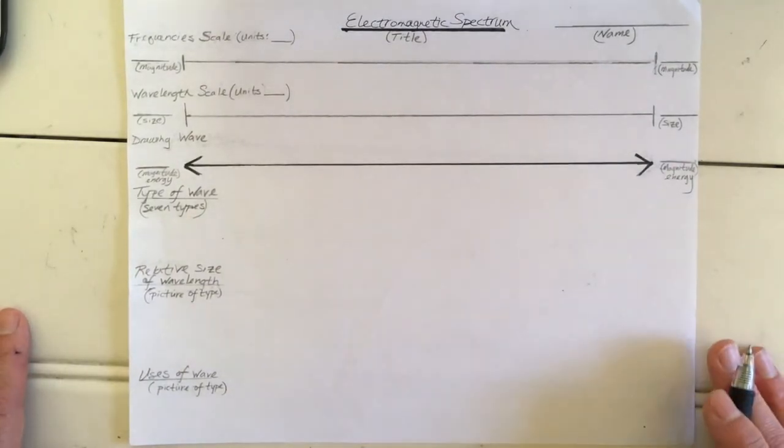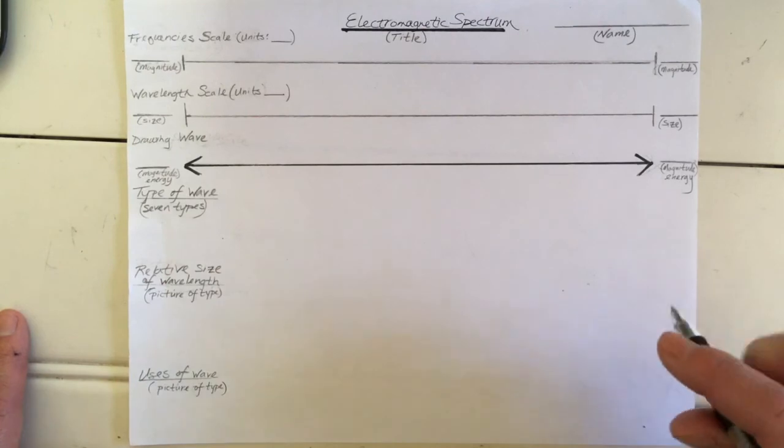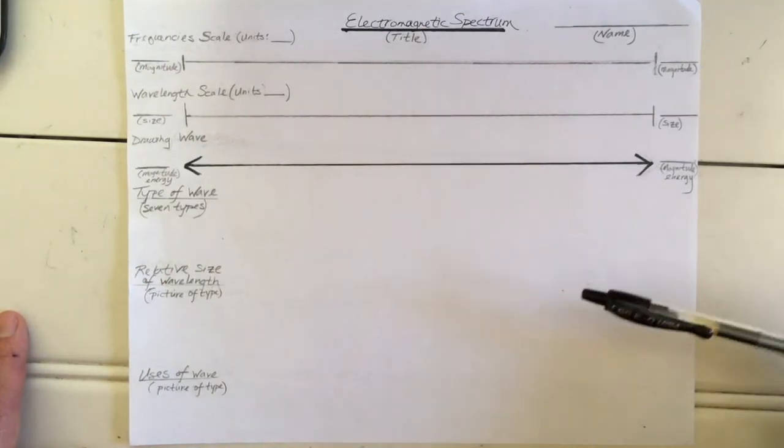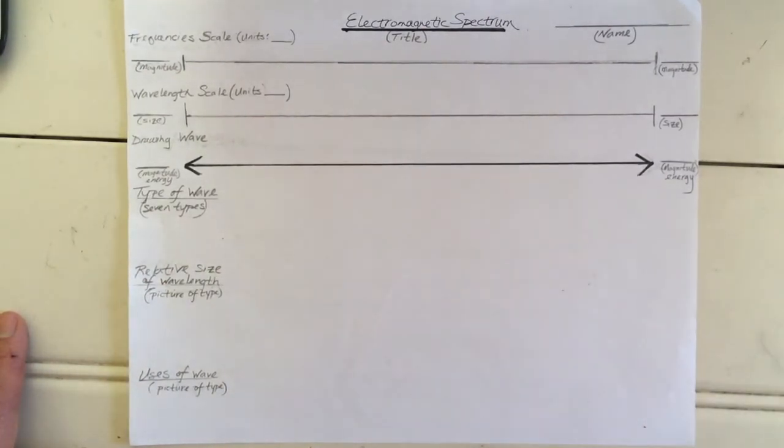So anyways, that's it for the homework. It was just to take notes over these lectures and then to create your own electromagnetic spectrum.